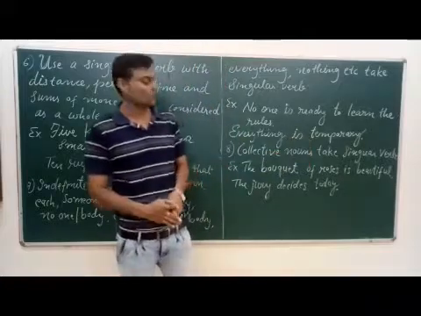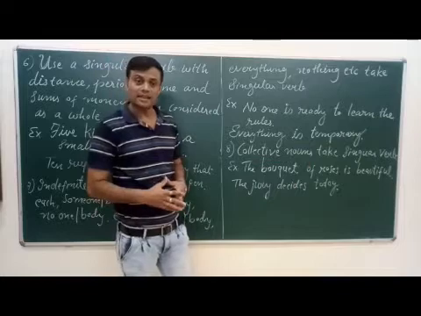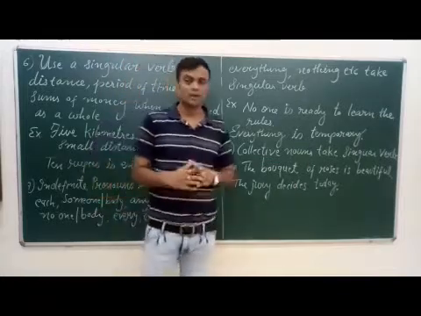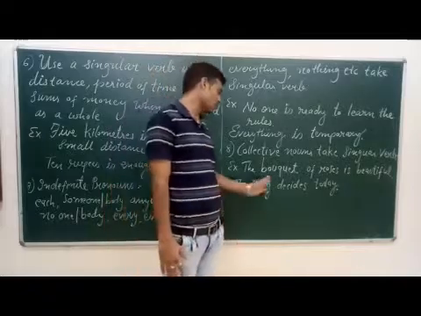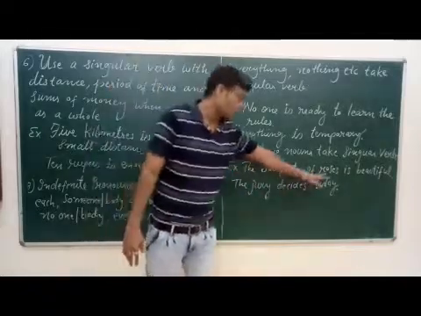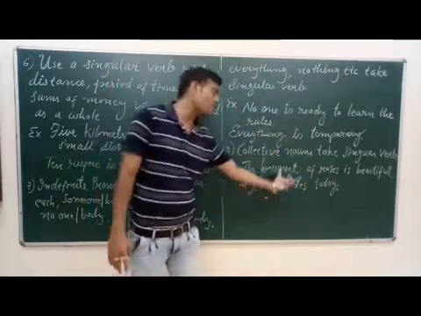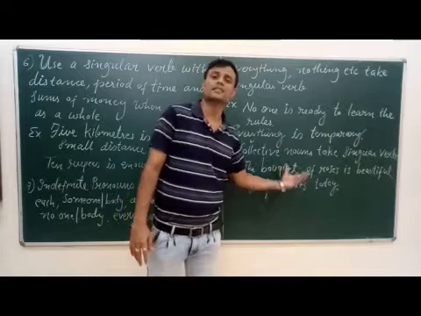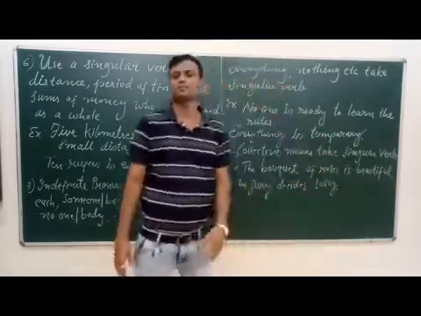And the last rule: collective nouns take a singular verb. For example, the bouquet of roses is beautiful. Now see, here roses seems plural, but the bouquet of roses is a collective noun, so we have used the singular verb is.